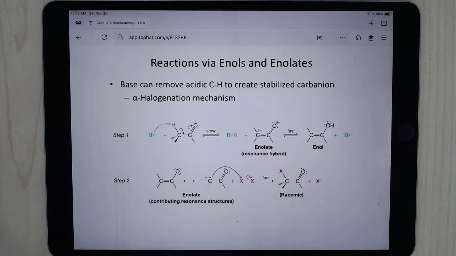This is no different than when we were adding halogens to alkenes, right? The alkene would come in and attack one end of the Br2, displace the other one, and so we're going to be making this new carbon-halide bond. So it's a nice way of putting a halide right next to a C double bond O.